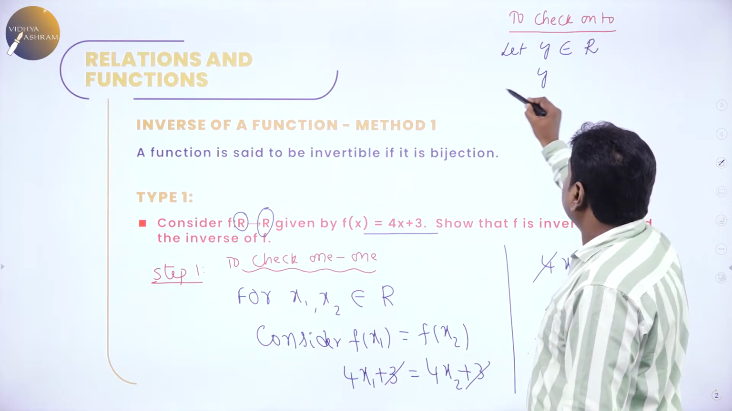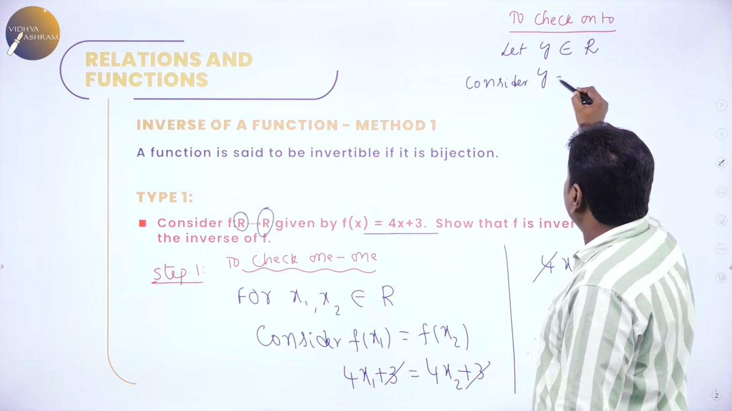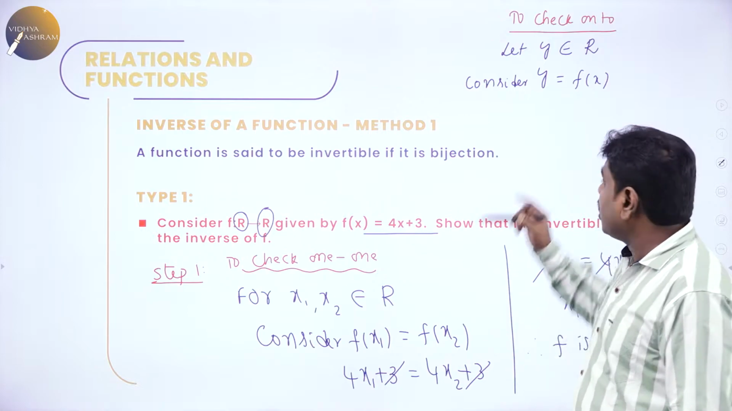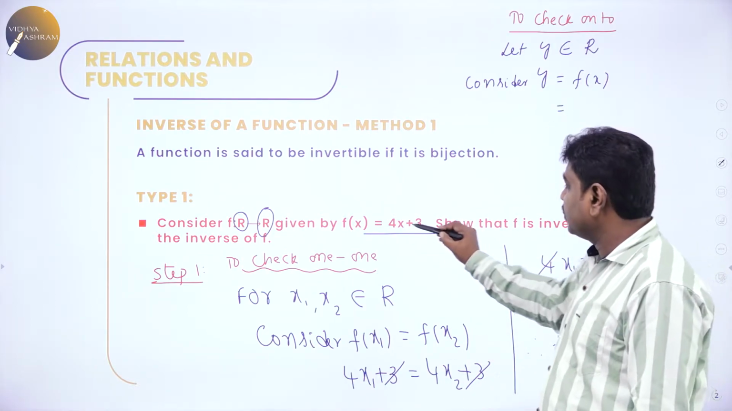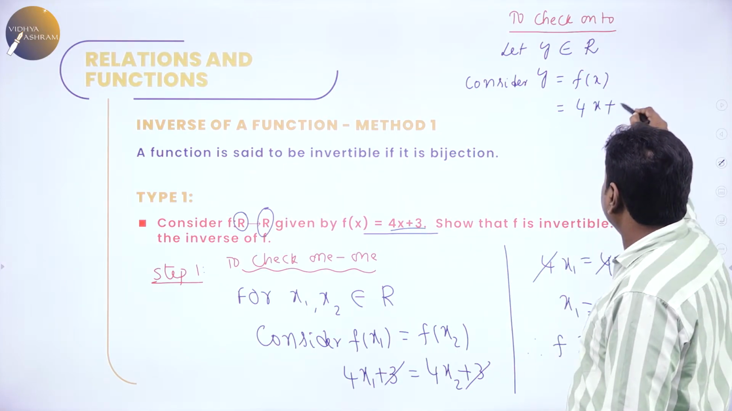Y belongs to R. Assume or consider y is equal to the image of x. Y is equal to f of x. Y is the image of x. Solve for x. What is f of x given? F of x is 4x plus 3. In the place of f of x, substitute. To substitute, refer to the question.